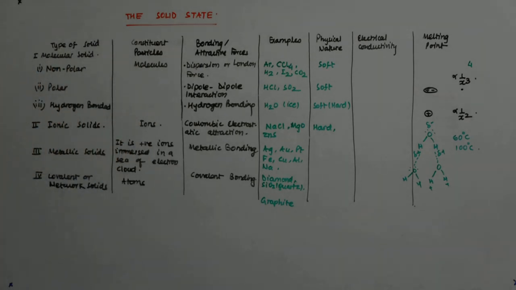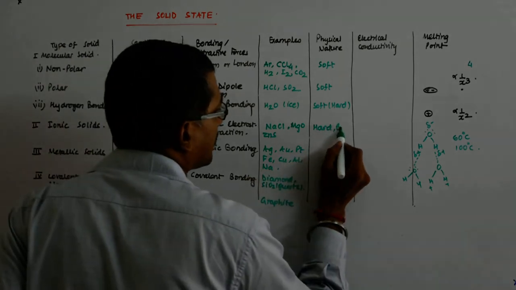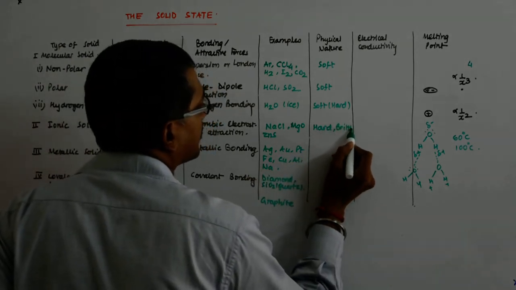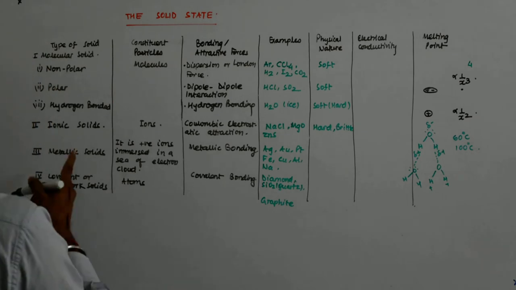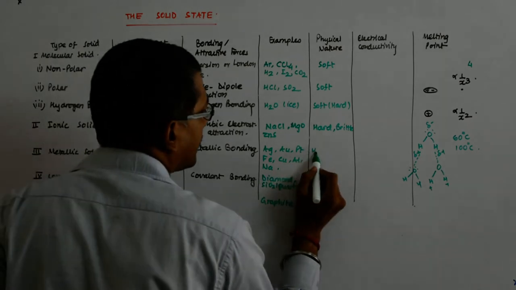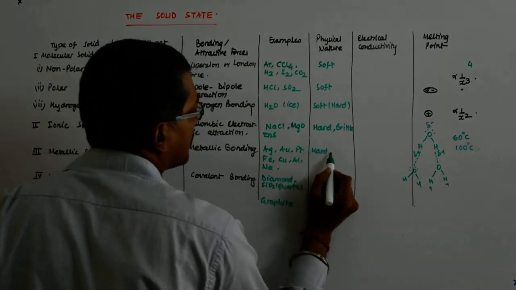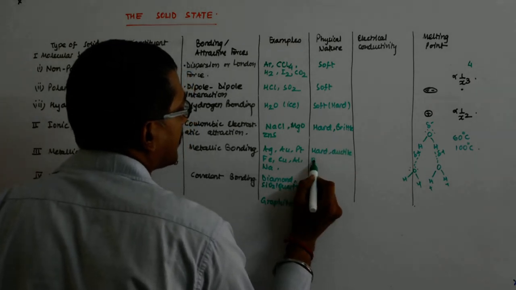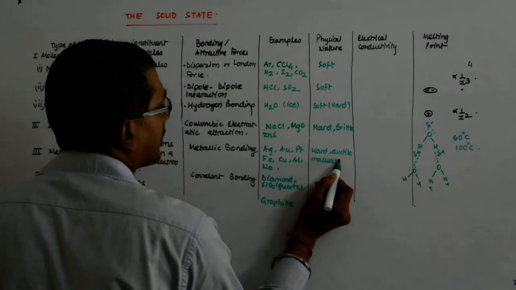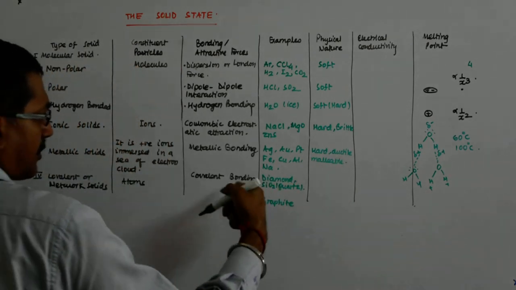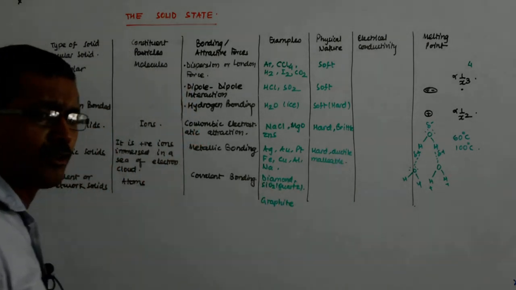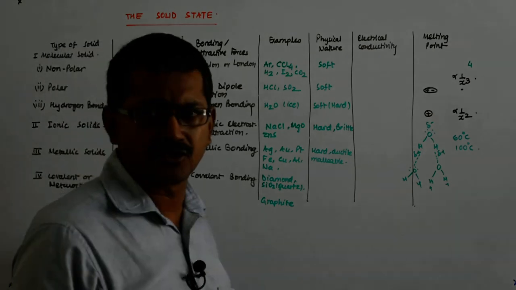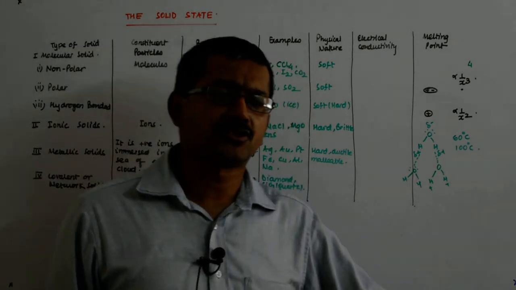So these are hard, but they are brittle. The metallic solids, they are hard but ductile and malleable as well. That you know. Here some of them are very hard. Quartz is also a very, very hard crystal. We'll see when we are doing the dual nature of radiation.